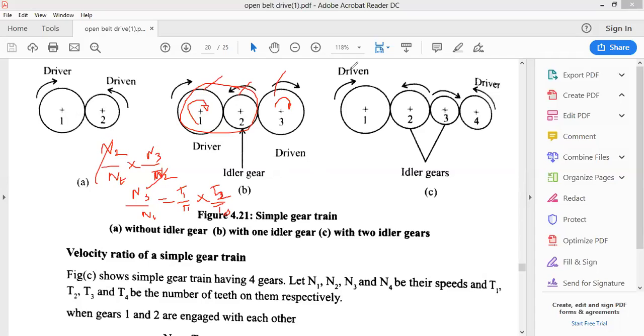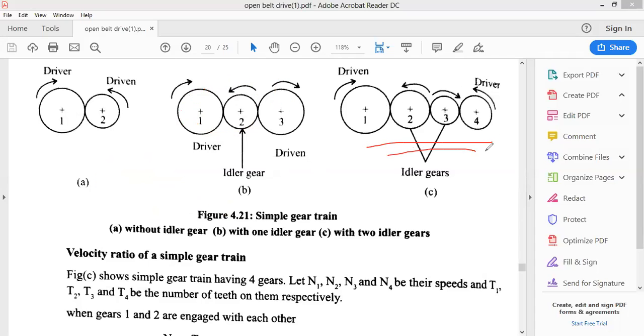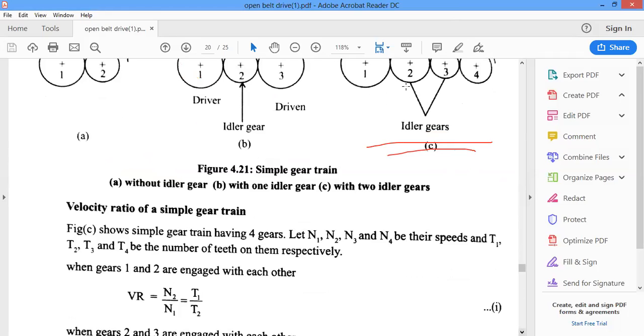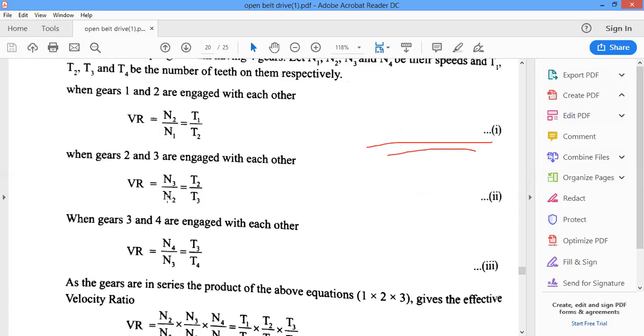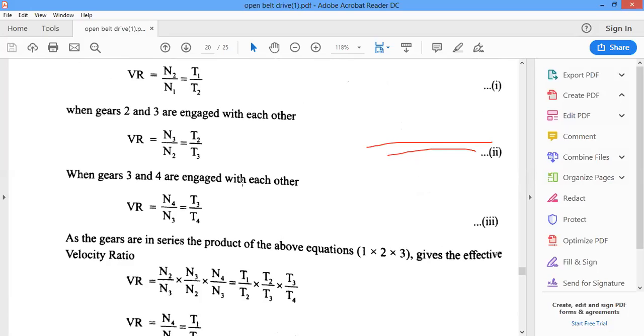Okay, right. So here we are going to see about the four gears that are present over here. So here we have N2 by N1 is equal to T1 by T2. Then between 2 and 3, N3 by N2 is equal to T2 by T3. And finally we have N4 by N3 is equal to T3 by T4. Okay, right? So that is what has been represented over here. For the four gears, N2 by N1 is equal to T1 by T2, and N3 by N2 is equal to T2 by T3, and gears 3 and 4 are engaged, N4 by N3 is equal to T3 by T4.